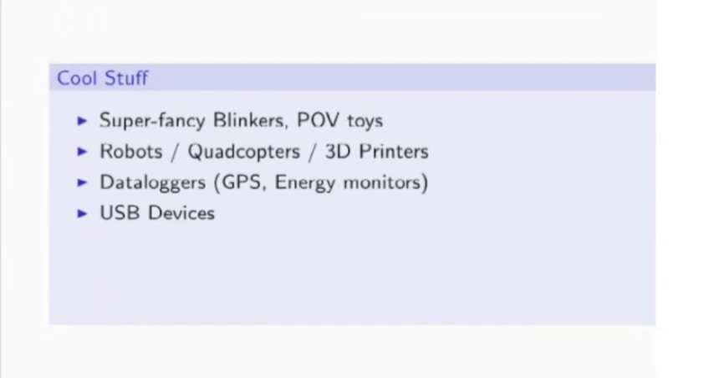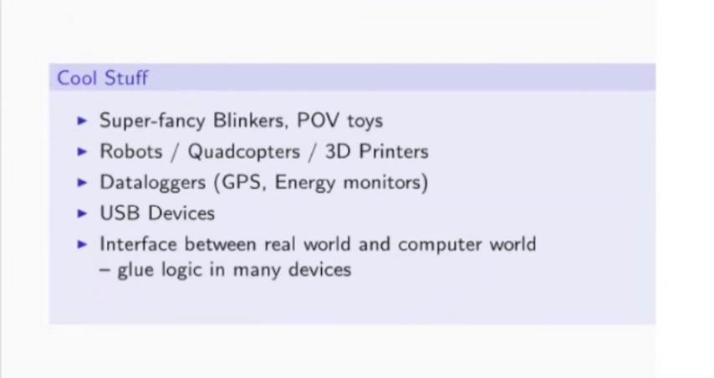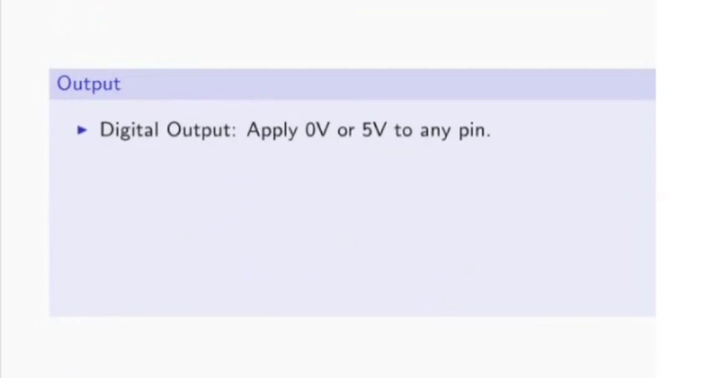Basically anything where you're thinking about the interface between the real world and the computer world, this is where your microcontroller wants to be sitting as the glue logic. How do we do this? It turns out the answer is really stupid. It's all about flipping voltages on pins. And it's going to be either input or output largely.